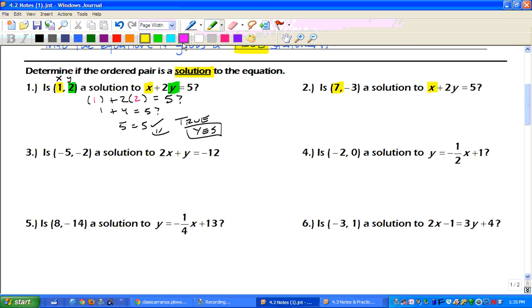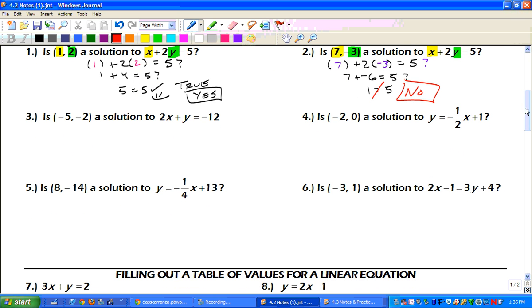So there's our points. And we're doing the same exact thing. Take our equation and plug in the numbers. We have 7 and negative 3. So 7 plus 2 times negative 3 is negative 6. Does that equal 5? And that gets us 1. Does 1 equal 5? No.